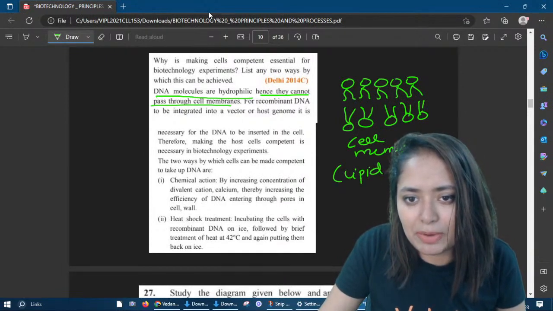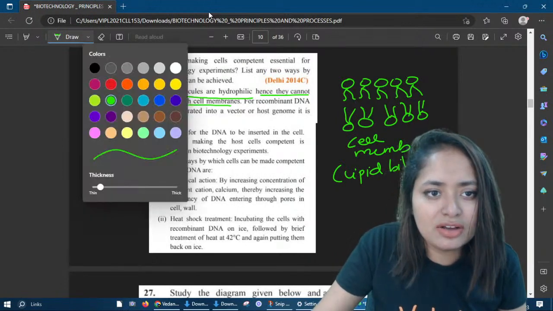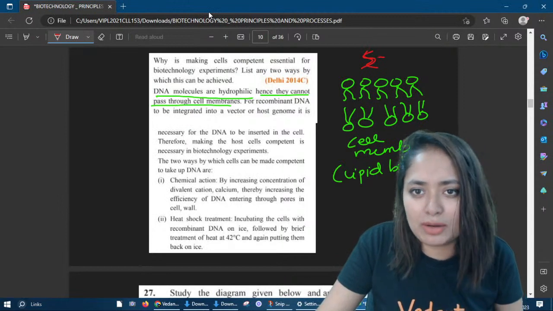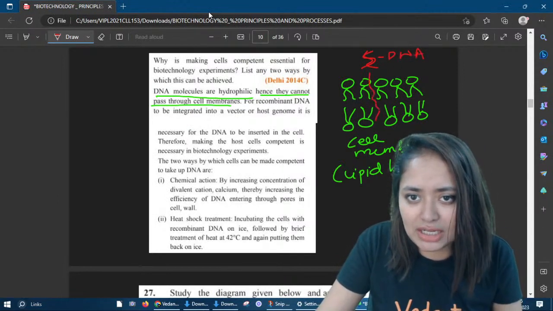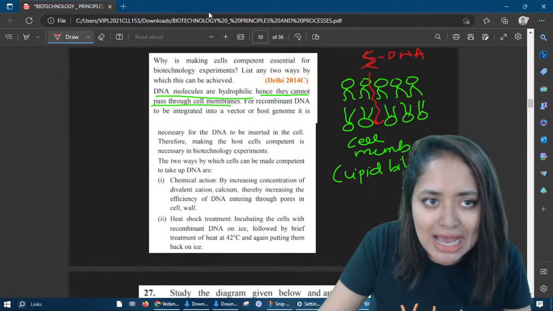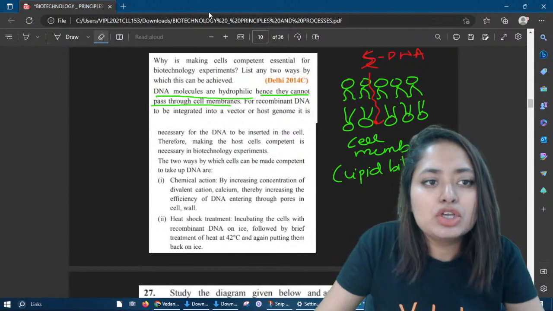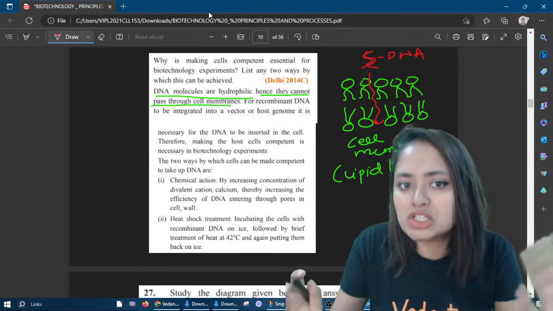If it is made up of lipid bilayer, there is no way that the DNA can enter without asking. If DNA is waiting outside, DNA is a polar molecule. It loves water. DNA cannot enter inside directly. That's not an option that it has. It's not a choice that it can make. So it cannot enter. So you have to do some type of a jugaad. Jugaad nahi karoge to wo andar jayega nahi.